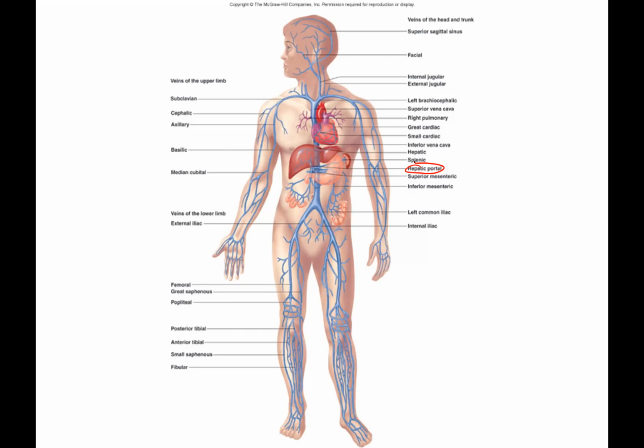But outside of that, everything has to go through the liver for obvious reasons, because the liver does so many cool things, which we'll get into when we cover GI later. We'll talk about some of the cool things that the liver does. Okay, so the vein that goes to the spleen is called the splenic vein.